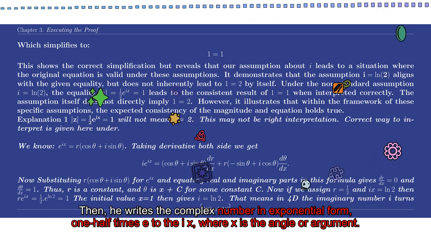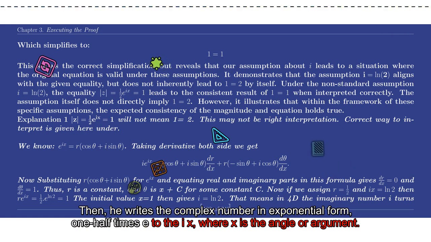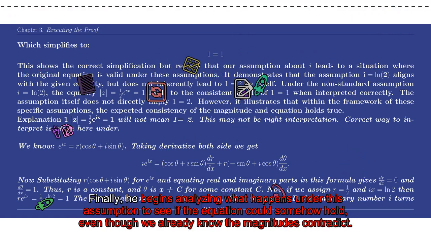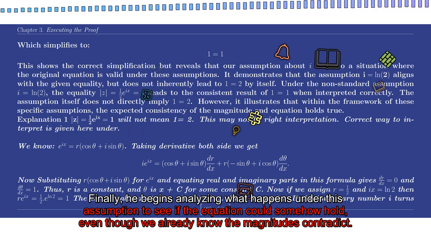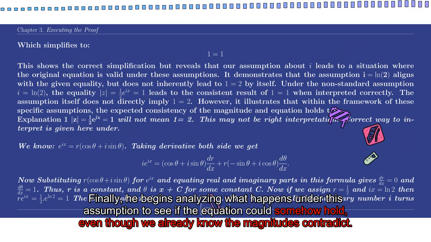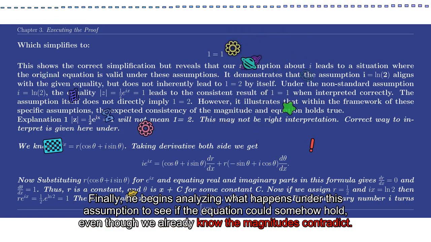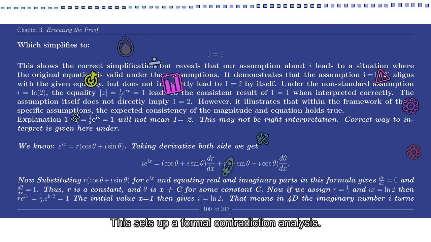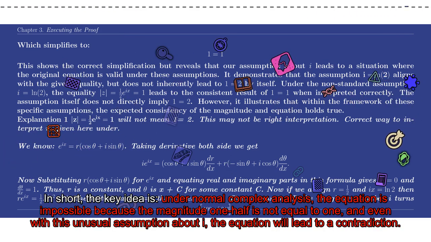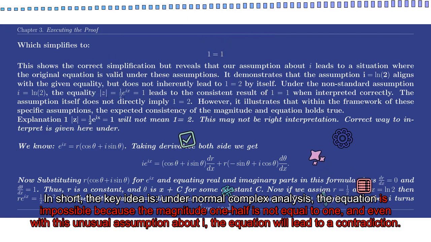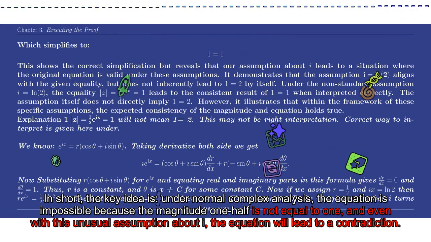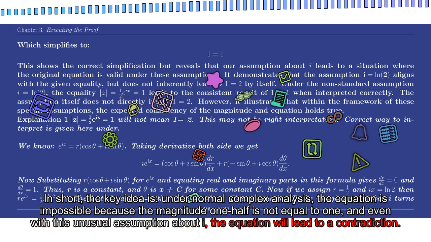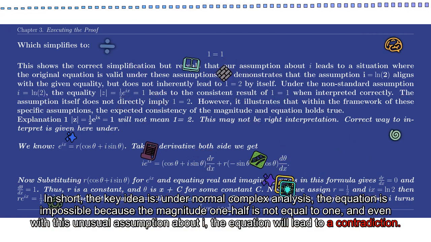Then he writes the complex number in exponential form, 1/2 times e to the ix, where x is the angle or argument. Finally, he begins analyzing what happens under this assumption to see if the equation could somehow hold, even though we already know the magnitudes contradict. This sets up a formal contradiction analysis. In short, the key idea is, under normal complex analysis, the equation is impossible because the magnitude 1/2 is not equal to 1, and even with this unusual assumption about i, the equation will lead to a contradiction.